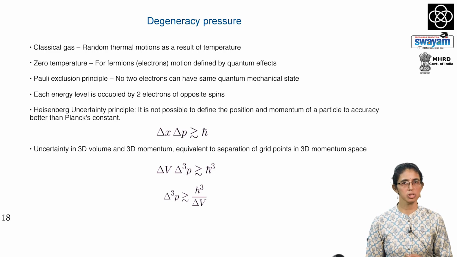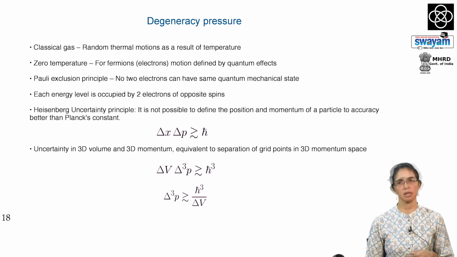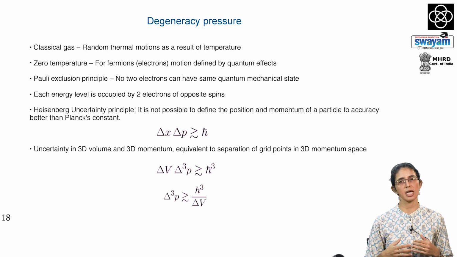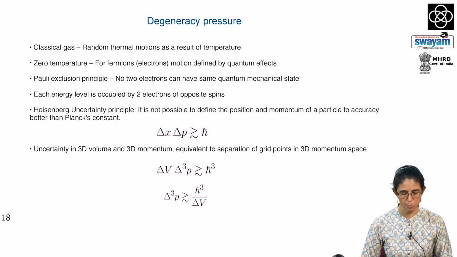The Pauli exclusion principle states that no two electrons can have the same quantum mechanical state. Therefore, there are a number of energy levels which the electrons can occupy in a bound system, and the energy levels are filled up with pairs of electrons of opposite spin.